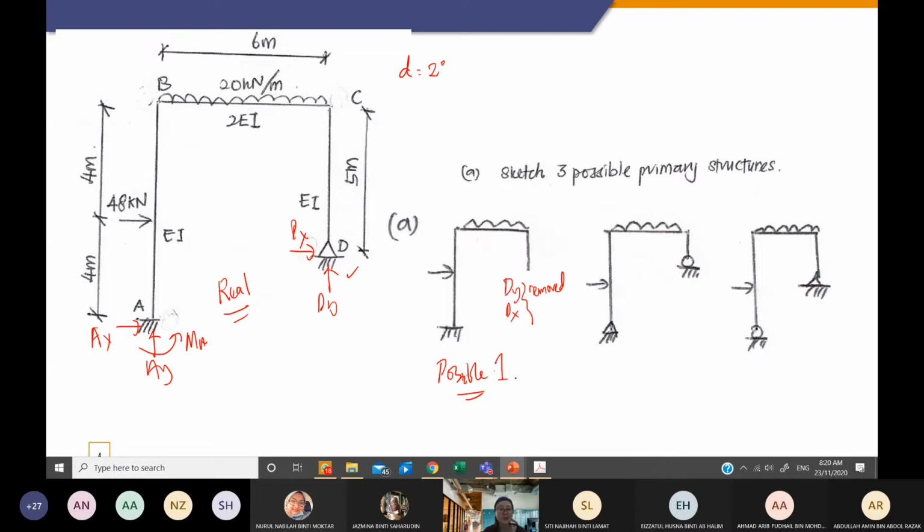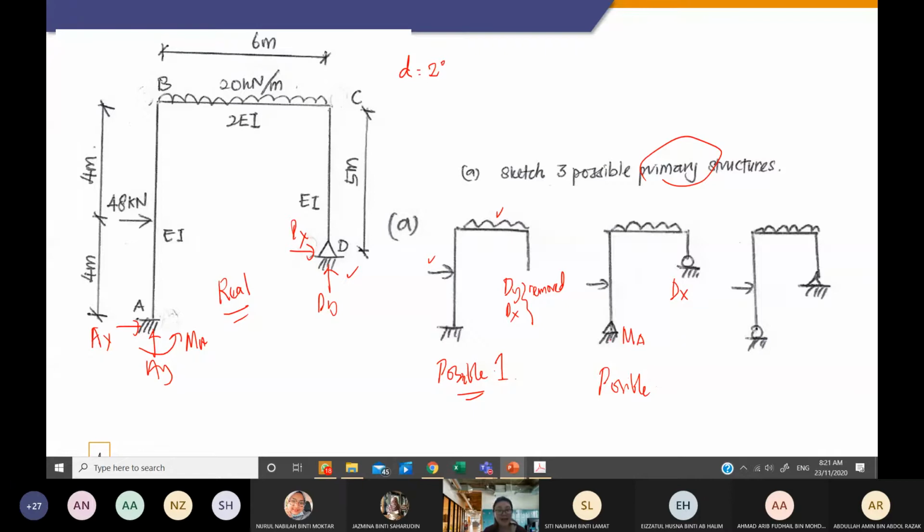You can analyze using this case. But you need to remember all the loading. If you do not put the loadings, you have this answer wrong, because we are sketching the primary structure. Remove all the redundants, remain the real loads. So possible number 2, what has been removed? DX and MA have been removed, if you can see that.